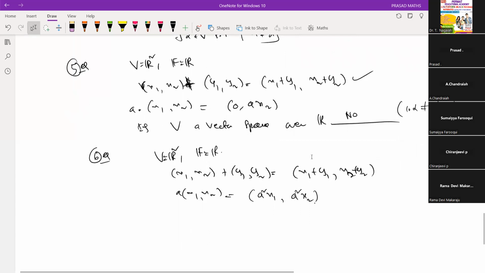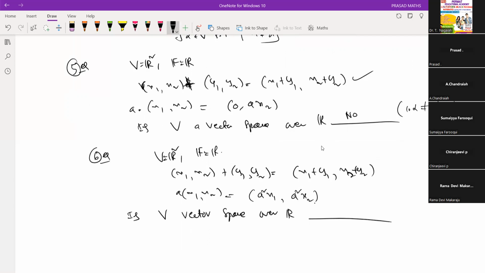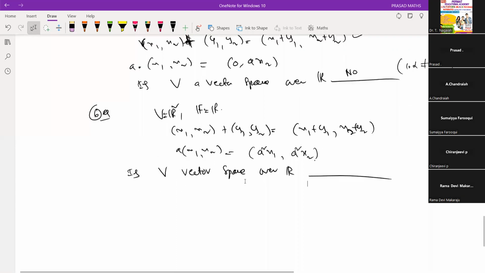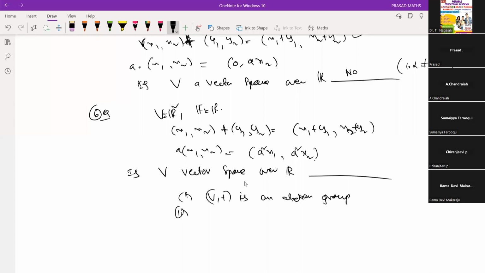Is V a vector space? Yes, sir. The last properties will be satisfied. Does it satisfy the last properties? There is no problem with the first property. With respect to addition, this operation is an abelian group. There is no problem. What is my second property?